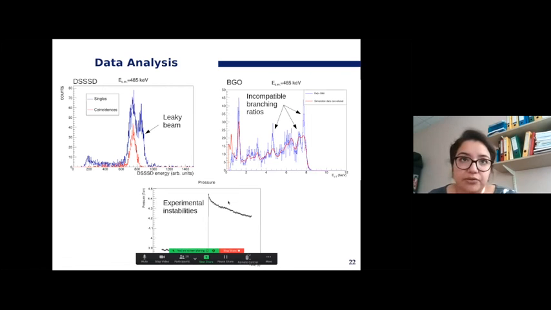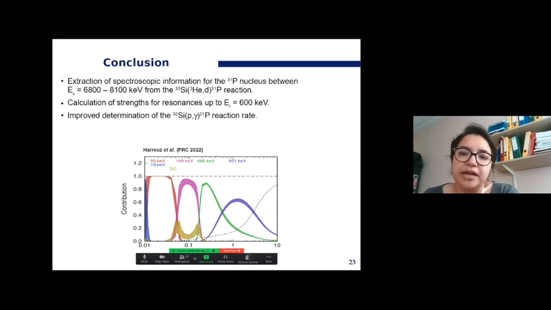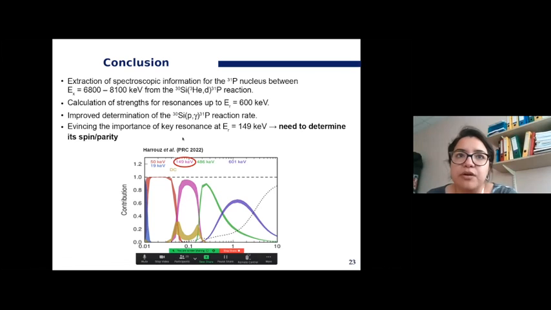data and promising results. Okay, so in conclusion, the transfer reaction silicon-30 helium-3 d experiment gave us some precious spectroscopic information for the phosphorus-31 nucleus, which helped re-evaluate the strength with a better precision and hence improve the determination of the reaction rates. Furthermore, we showed the importance of the 149 keV resonance for the reaction rate at temperatures of astrophysical interest, and we strongly suggest a better spin parity measurement.